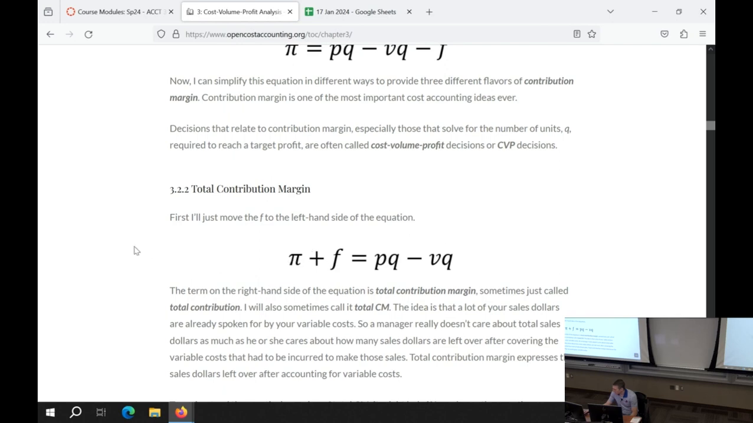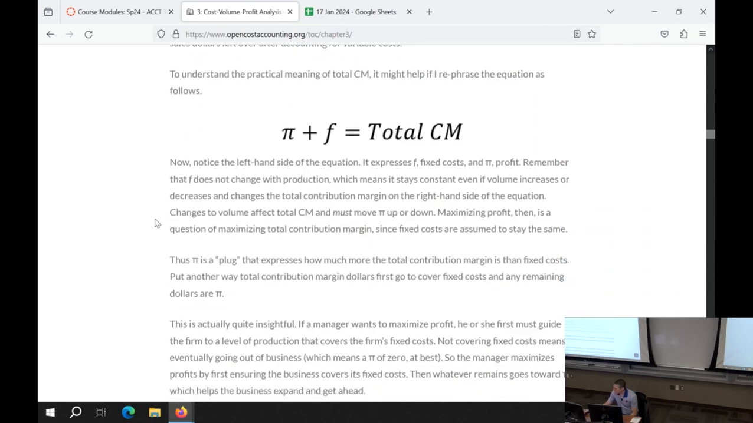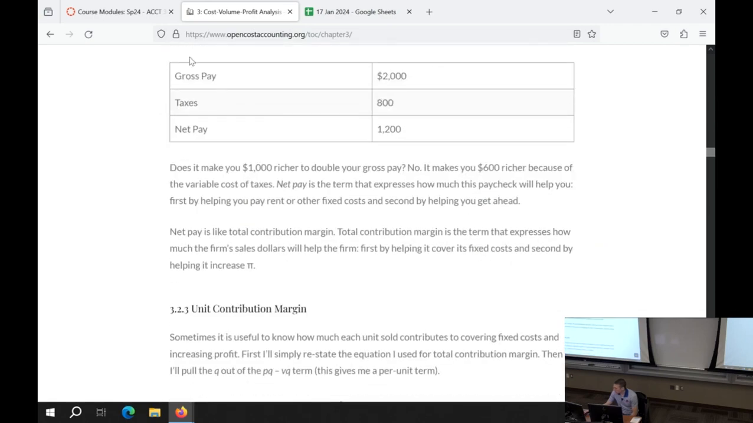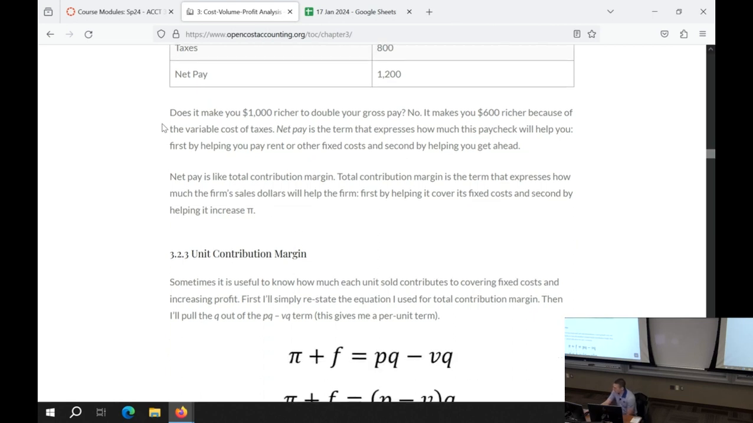And just ignore that for a minute here. You could also scroll on down a little further. I make the very analogy, you see this all the time, the idea of contribution. How much is your paycheck actually contributing to your personal finances?